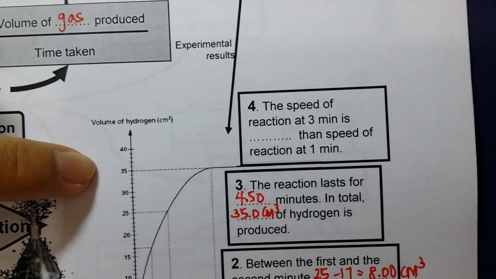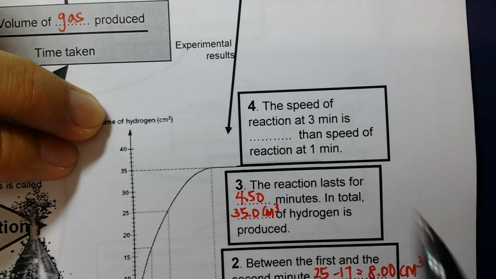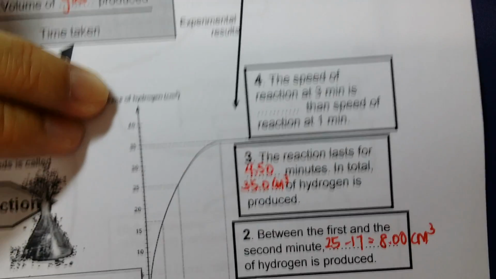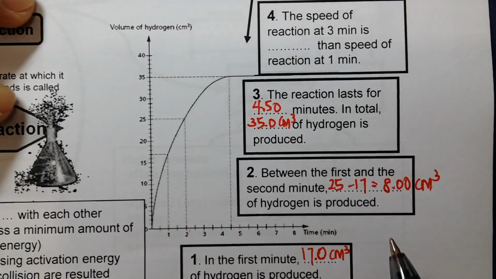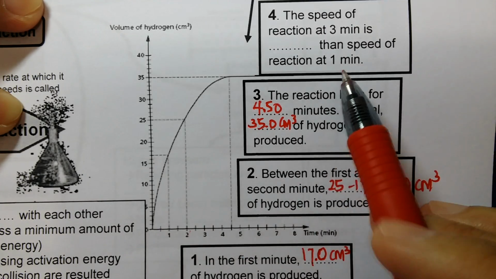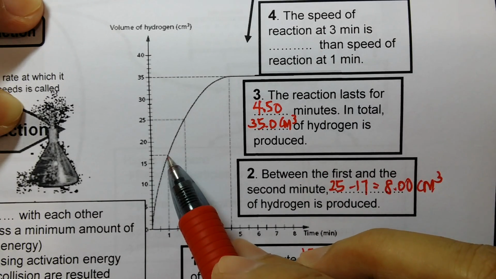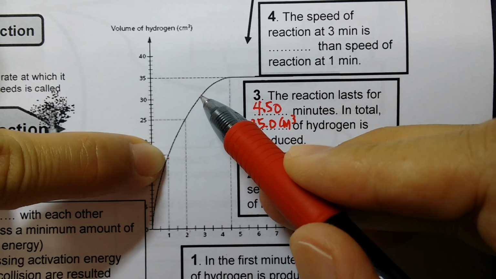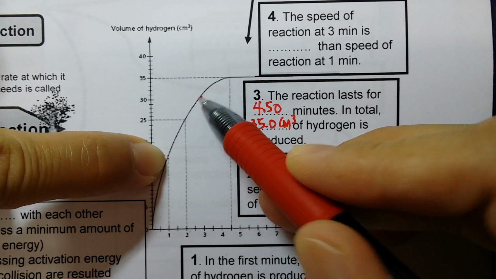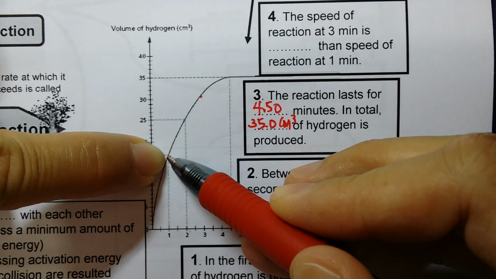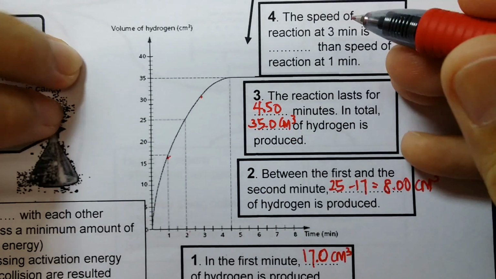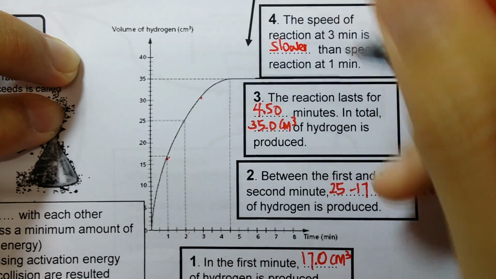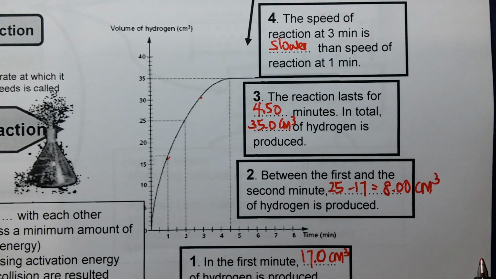Now, is the speed of the reaction at the third minute mark faster or slower than the reaction at the first minute? In order to find out how fast the reaction is, we look at the gradient. At the first minute mark, there is this gradient, and at the third minute mark, there will be this gradient. So which one is steeper? This one is obviously steeper. So at the third minute mark, the speed of the reaction would be slower than the speed of the reaction at the first minute mark.